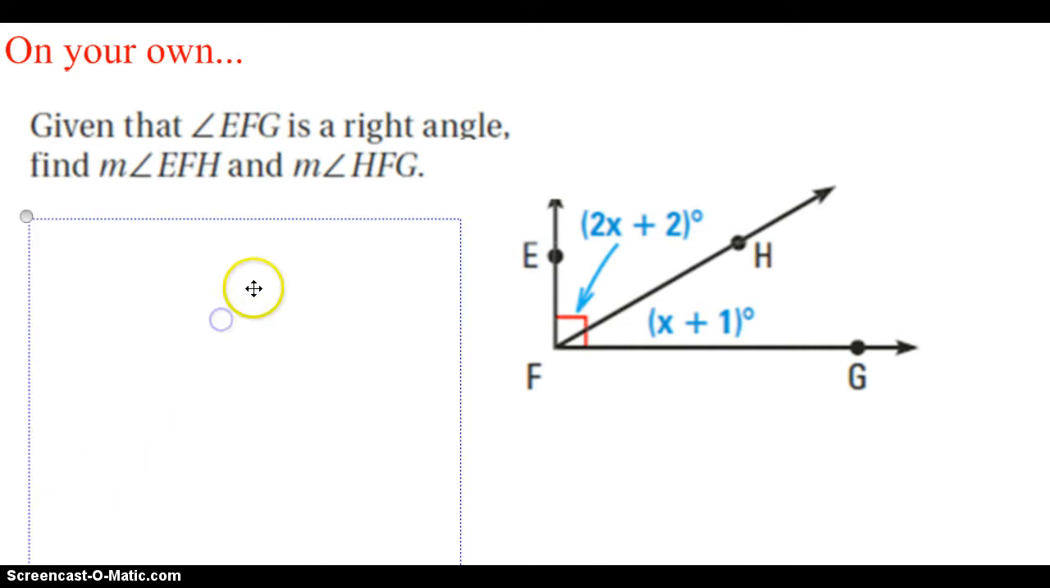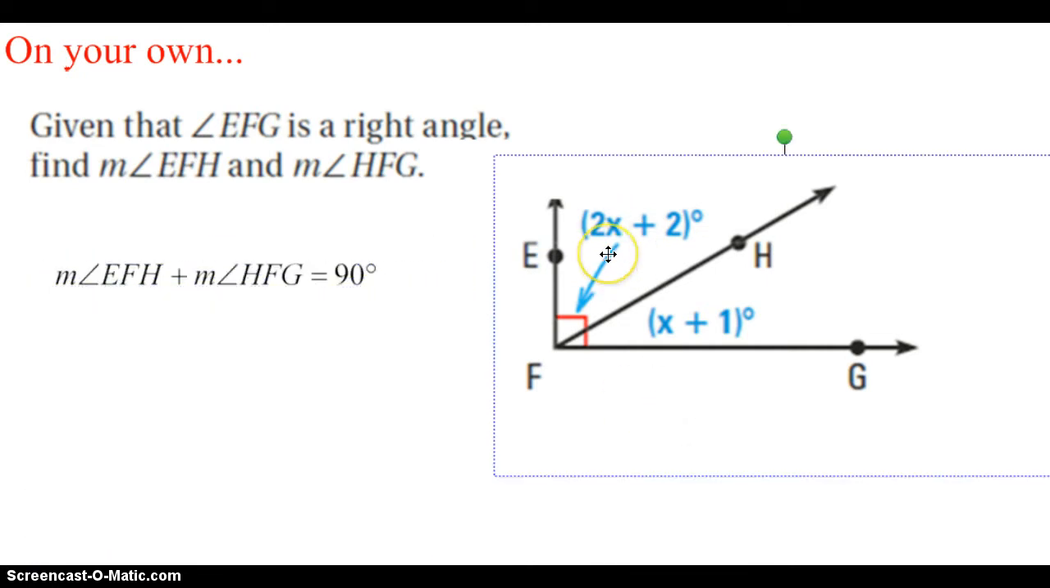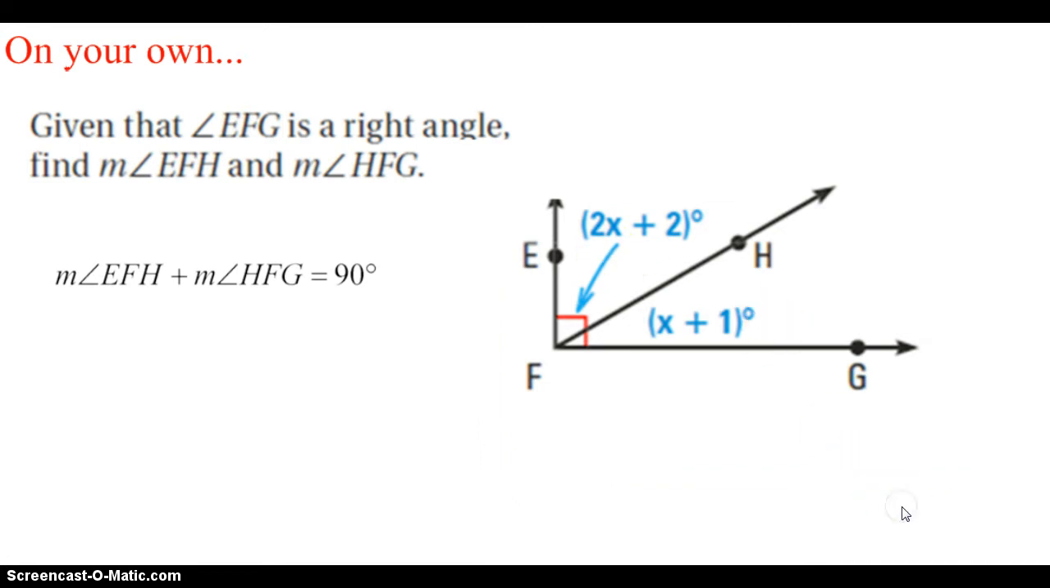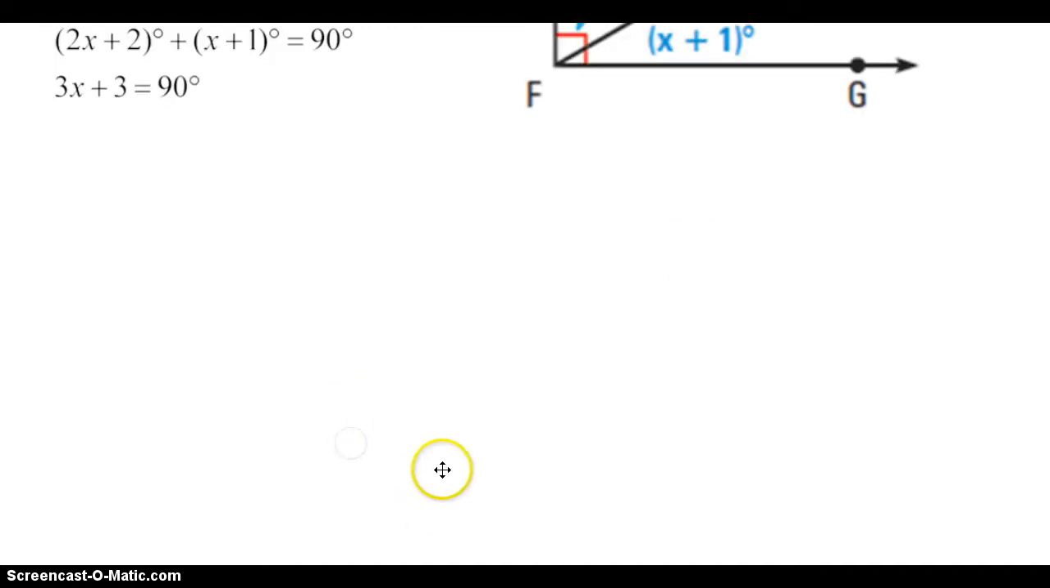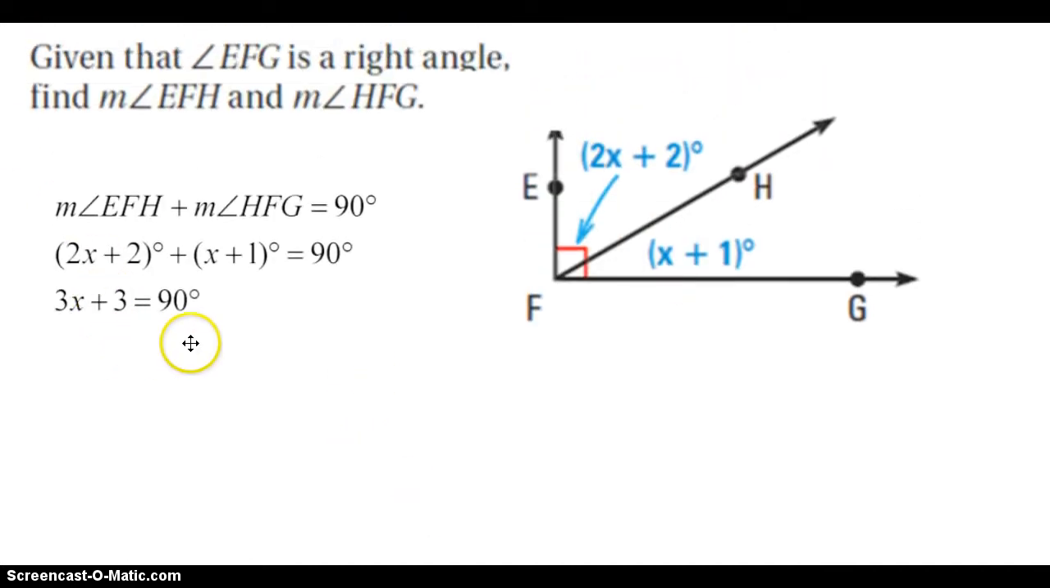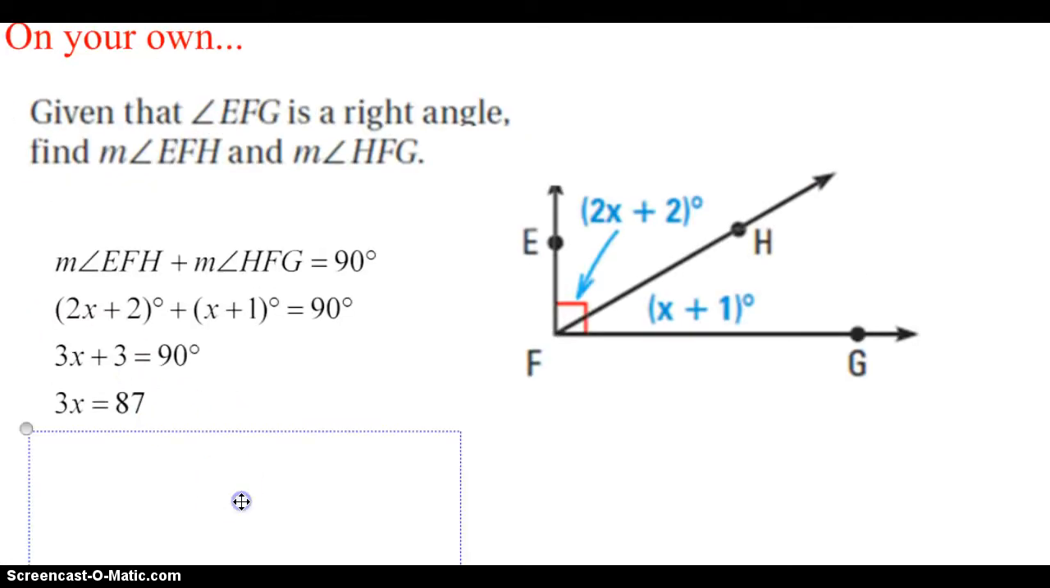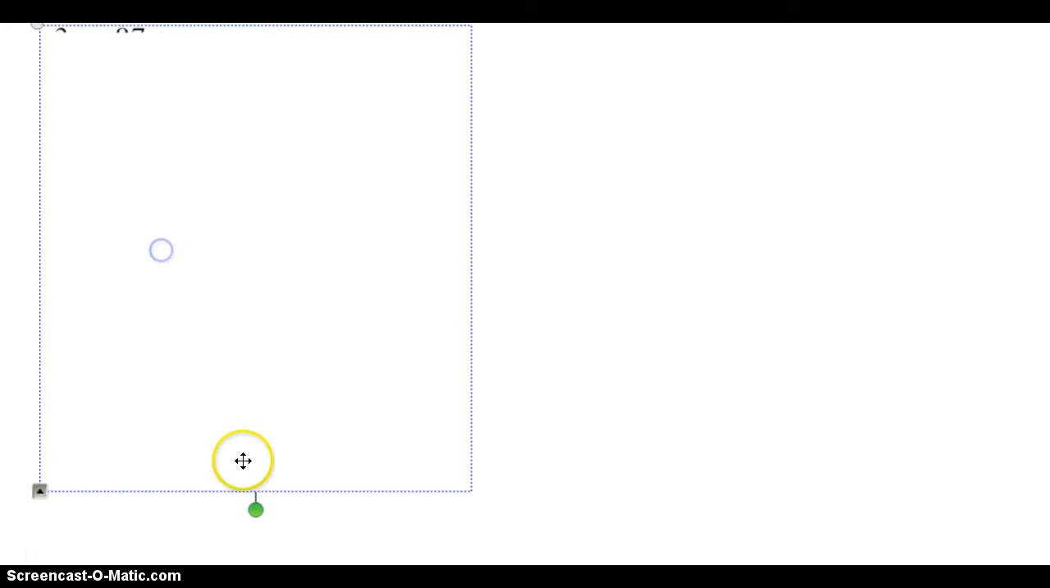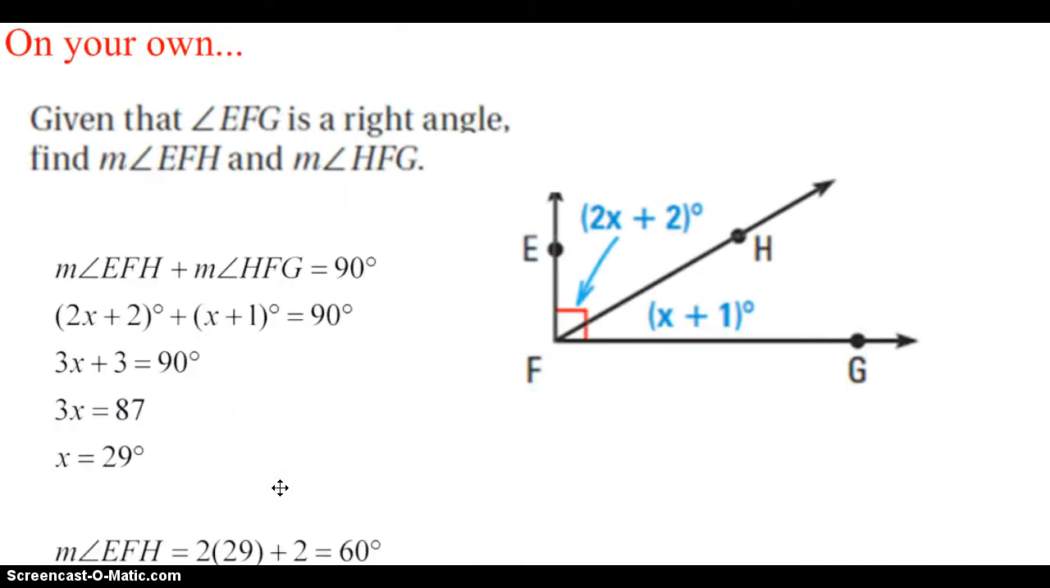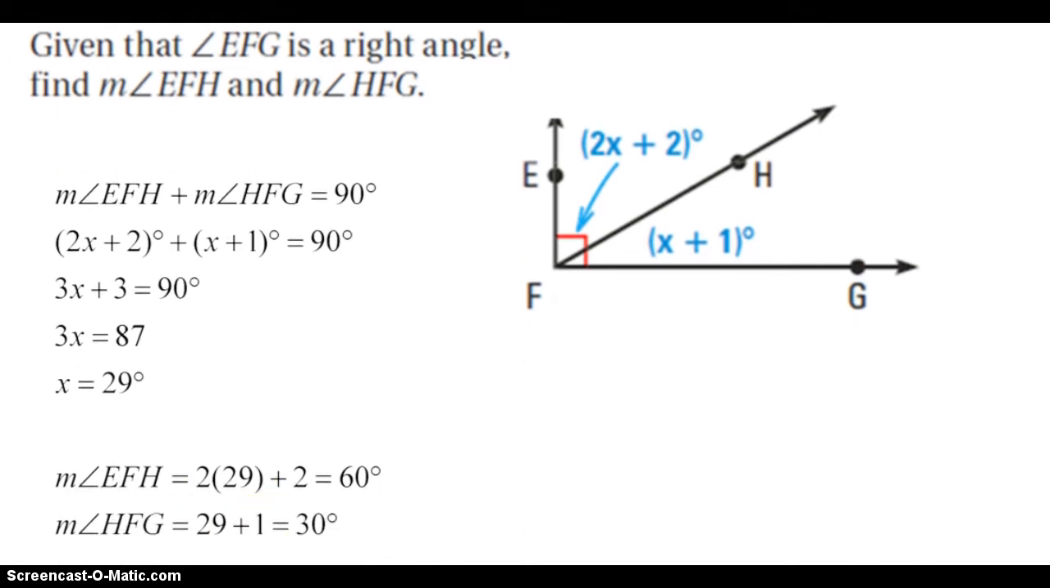So hopefully you tried this on your own, and we set up the equation that the measure of EFH plus HFG has to equal 90 degrees. So therefore I substitute in the values, the 2x plus 2 plus x plus 1 all have to equal 90 degrees. And then you can just simply do your algebra. So together that's 3x plus 3 equals 90, subtract 3, and then x is 29. I don't want just x. I'd like you to plug x back into both of these, and you'll see that this ends up being 30 degrees, and this is 60 degrees, and if that's our case, 60 and 30 is 90 degrees.